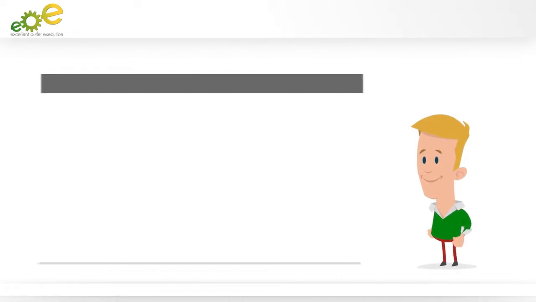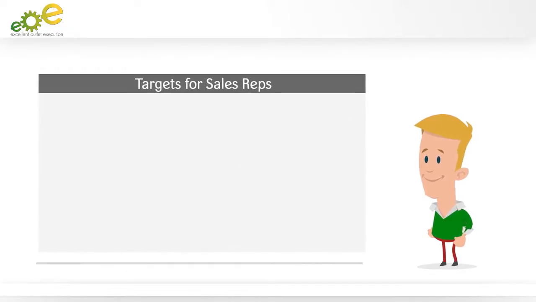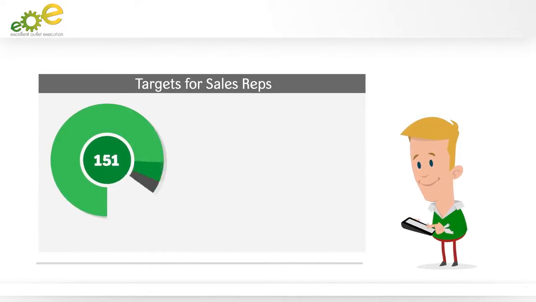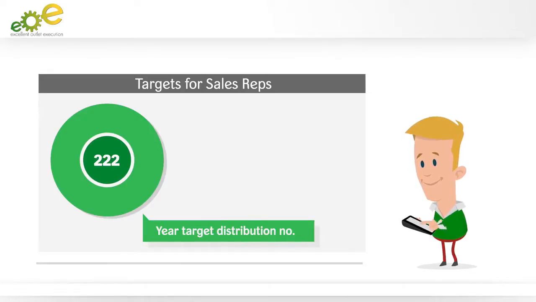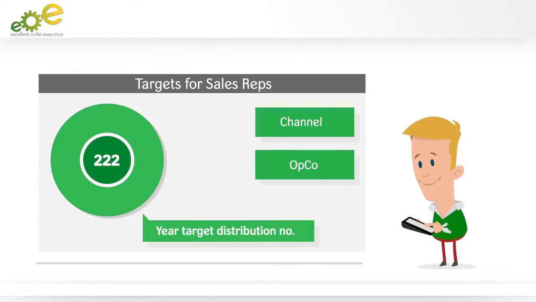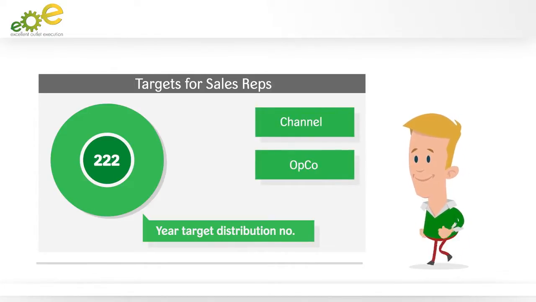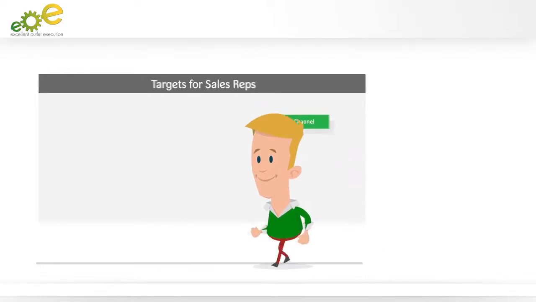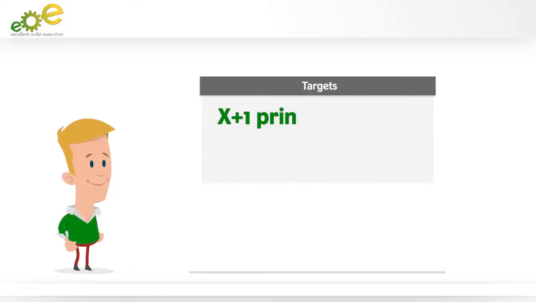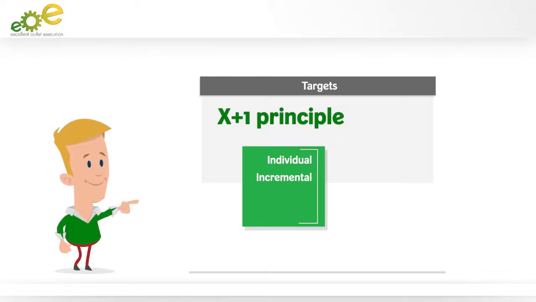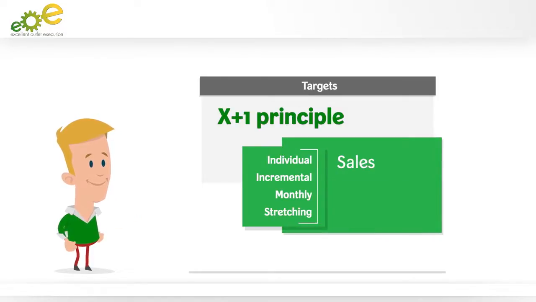NND Man has shown us how measuring and reporting NND works in practice. So, now let's look at how monthly and annual targets are set. The sales manager should first set targets for the whole year that align with the strategy, goals and priorities of the channel and OpCo. To make sure sales reps can actually achieve their NND targets and don't become demotivated when these are cascaded down, we apply the X+1 principle, whereby sales reps receive individual, incremental, monthly and stretching sales execution KPI targets.